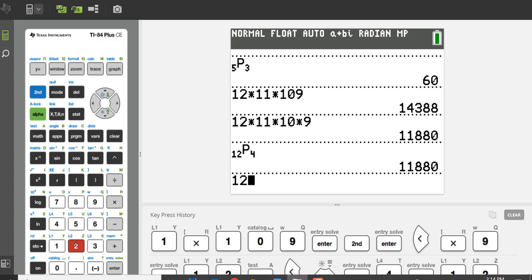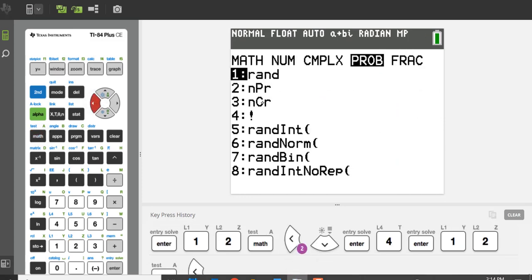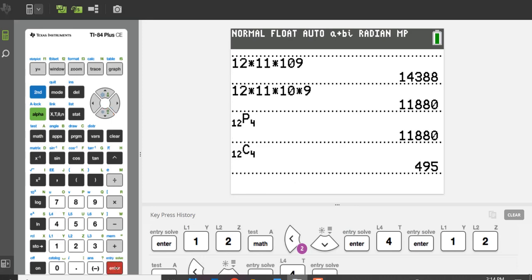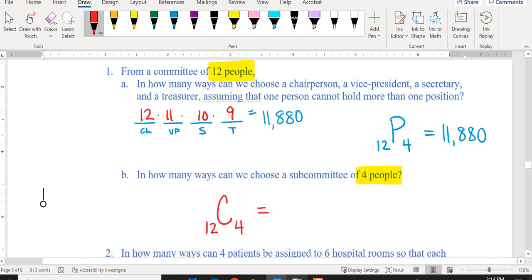Do you see number 3 is the combination? Pick 4 at a time. 495.